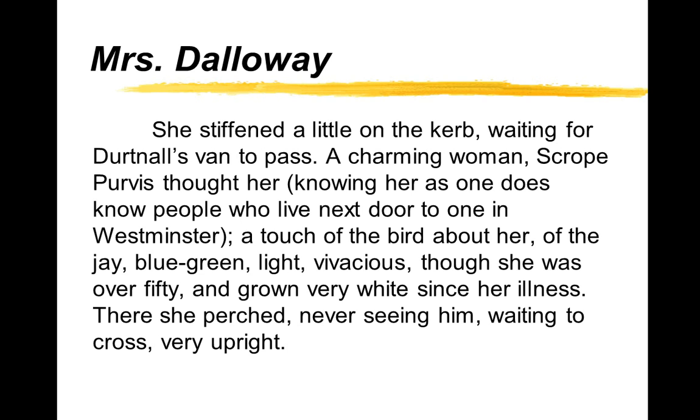We see Mrs. Dalloway again on the street in London. Then the perspective shifts from Mrs. Dalloway to Scrope Purvis, who is not an important character. Again, the parentheses seem to indicate Scrope Purvis thinking about his thought that Mrs. Dalloway is charming. Notice that we get a physical description of Mrs. Dalloway, but not from an objective narrator. Almost all description in the novel is provided through a character's perspective.